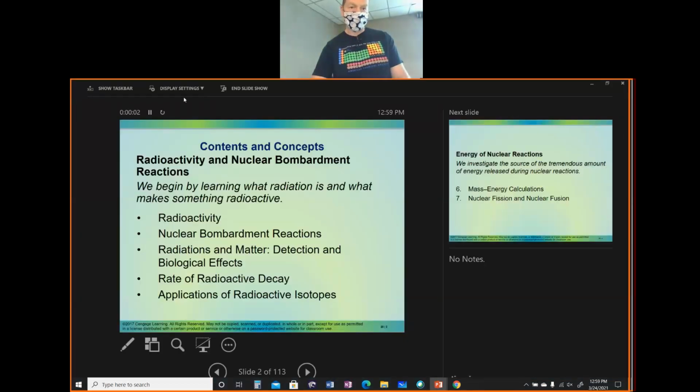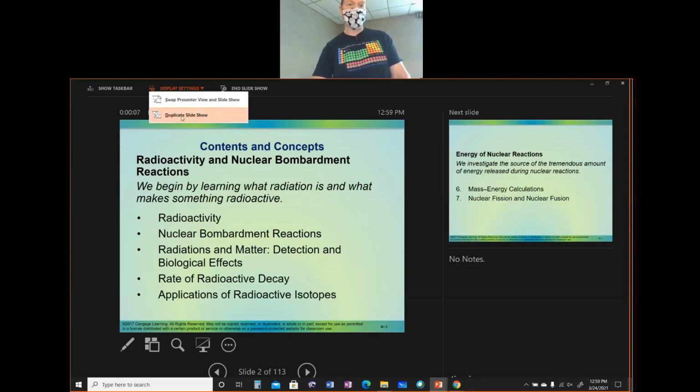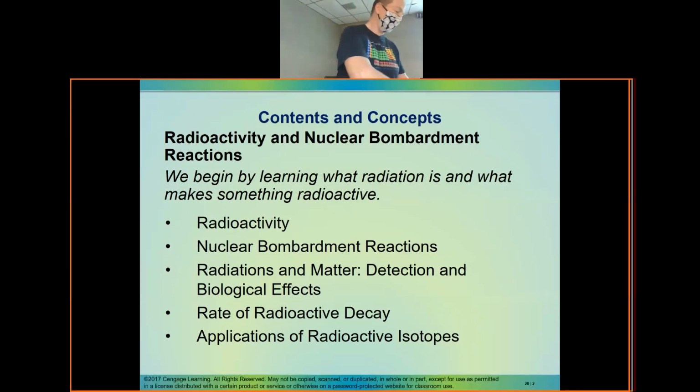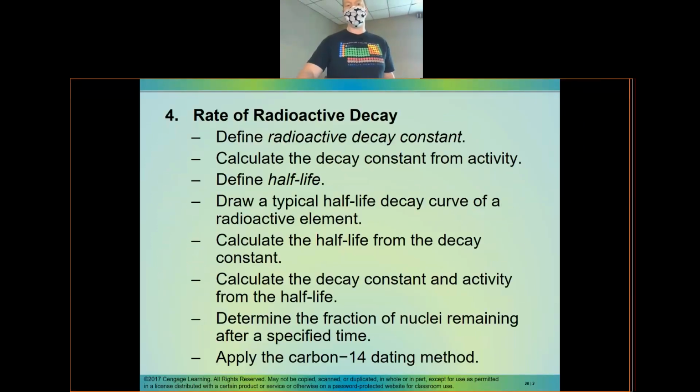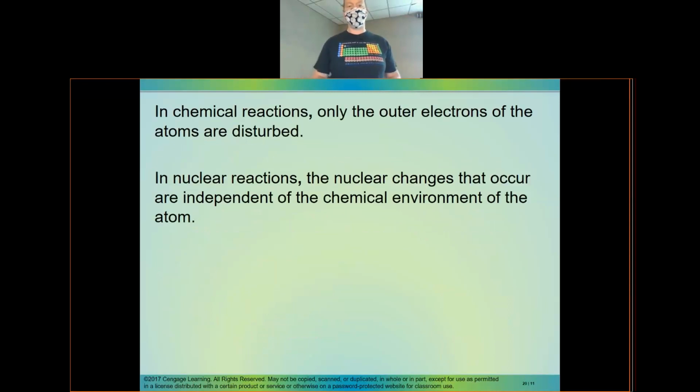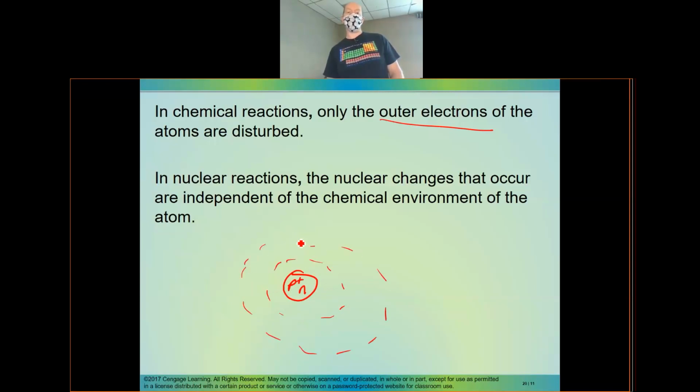Which is nuclear chemistry, which is not going to be balancing reactions by having the same number of atoms on each side of the equation. We're going to balance the protons and neutrons on each side of this reaction. In chemical reactions, we are using the electrons. If you remember your atoms, you have your protons and neutrons in the nucleus, and surrounding your nucleus, you have your electrons.